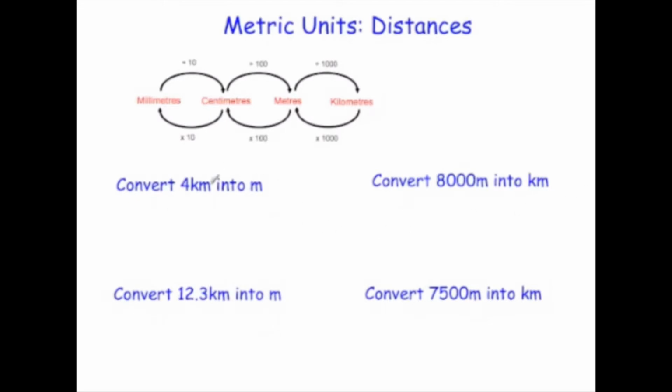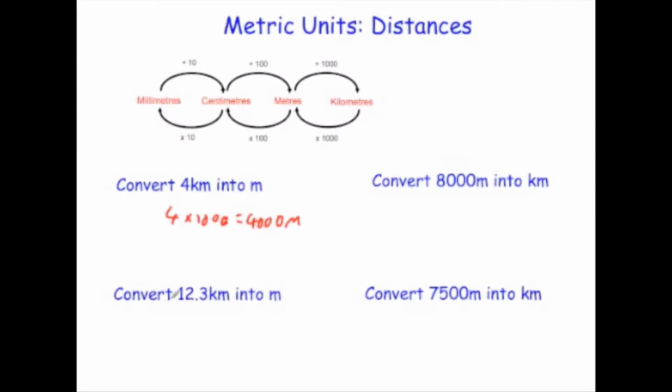Next, now we're going to go between kilometers and meters. So first question, convert 4 kilometers into meters. So to go from kilometers into meters, you times by 1,000. Remember, kilo means 1,000. So we're going to do 4 times 1,000, and that's equal to 4,000 meters. So 4 kilometers is equal to 4,000 meters.